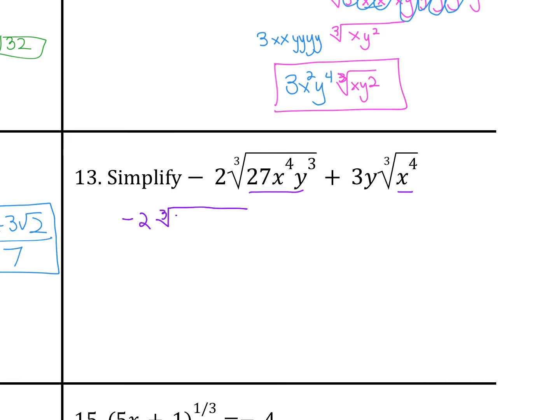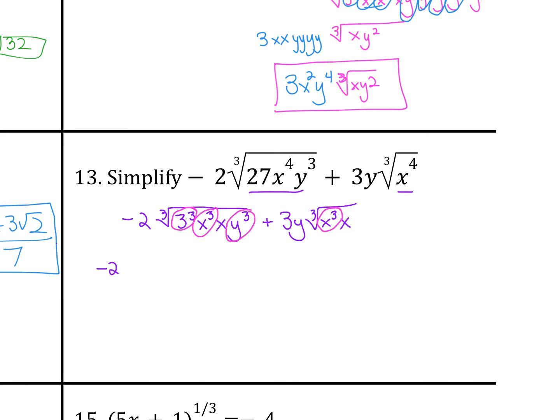So 27 is 3 to the third. X to the fourth, I'm going to break that down as x cubed times x. That's x to the fourth, and then y third. Then we have 3y cube root of, I'm going to break it down again, x to the third, x to the first. So now I can circle everything that'll come out. Anything with the third power will go to the outside and multiply to what's outside.